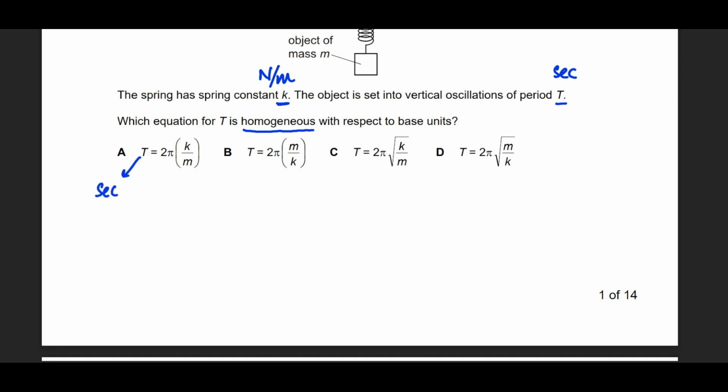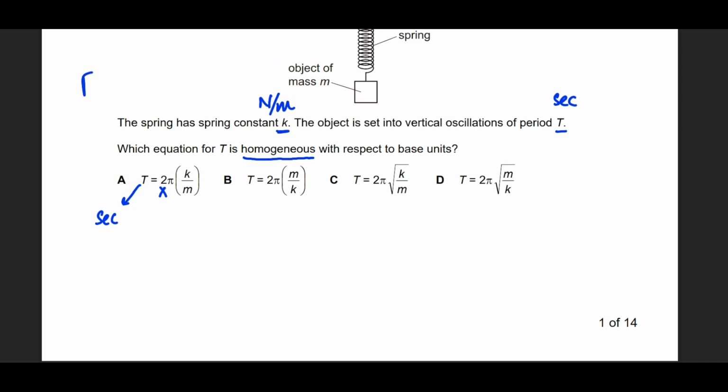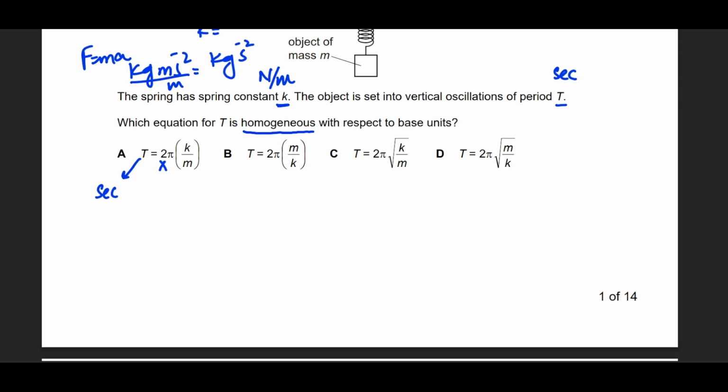On the right hand side, 2π is a constant, so no need to think about it. We have k divided by mass, and for newtons we have F = ma. From F = ma we have kg m s^-2 divided by meters, which gives kg s^-2. This is the unit of my spring constant. Now when I replace this as kg s^-2 divided by m, the mass base unit is kg again, so kg cancels with kg. I'm left with t = s^-2 in this option A.